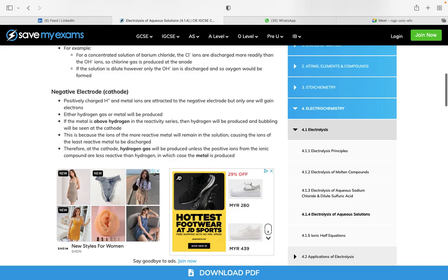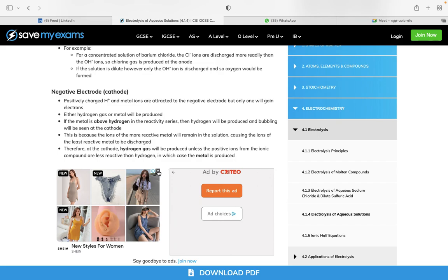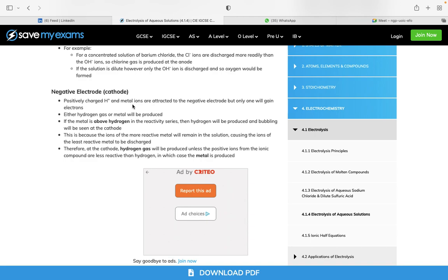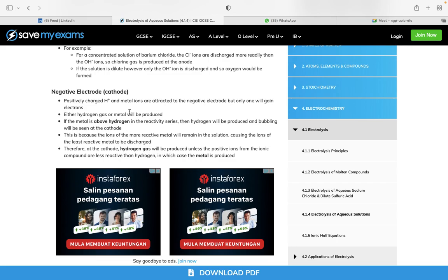Now let's take a look at what happens at the negative electrode, the cathode. The hydrogen ion and metal ions are always attracted to the negative electrode, the cathode. The hydrogen and any metallic ion, like sodium ion, potassium ion, calcium ion, all the metallic ions and the hydrogen, they are the ones that are attracted to the negative electrode, which is called the cathode. Okay? Now, either hydrogen gas or metal will be produced.